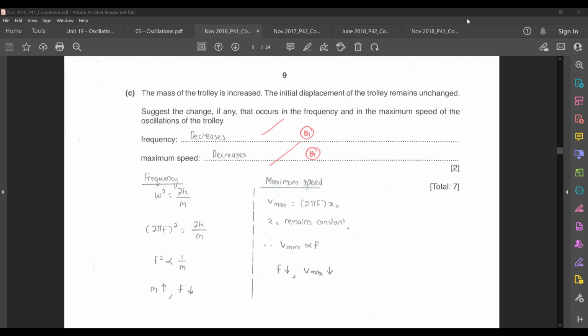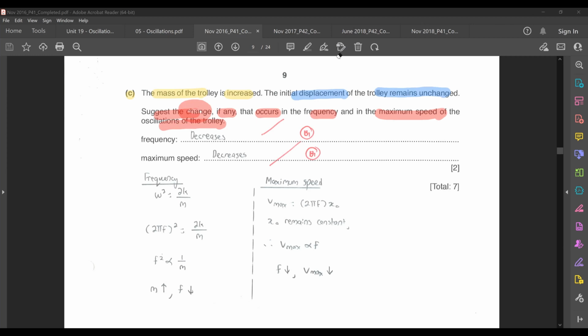Now, in the last part of your question, they say that the mass of the trolley is increased and the initial displacement of the trolley remains unchanged. Suggest the change, if any, that occurs in the frequency and the maximum speed of the oscillations of the trolley. Okay, so this one, the question just asks you to suggest the change. They didn't really ask you to explain why the change is like that.